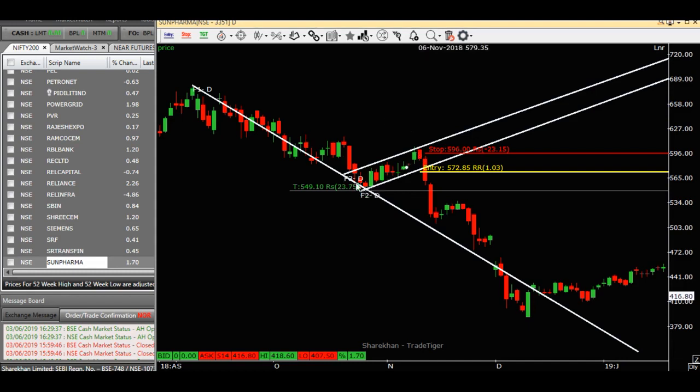Now another way to decide the target, if you want to make it a bit more complicated, is to calculate the distance from this lower end to the top of the flag here. We can calculate that distance and add it to the entry, which can become my target, or you simply keep it as the low of the pullback, where the pullback starts from. Essentially, this entire area is the pole and this portion is the flag. So your target can be the bottom of this pole.